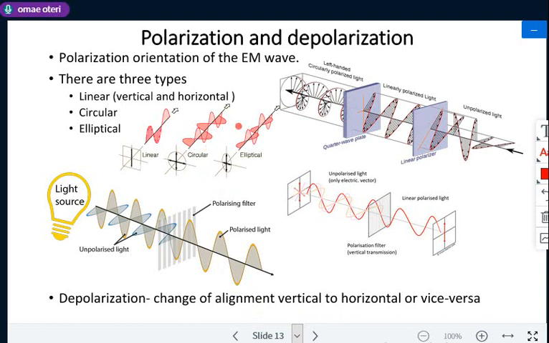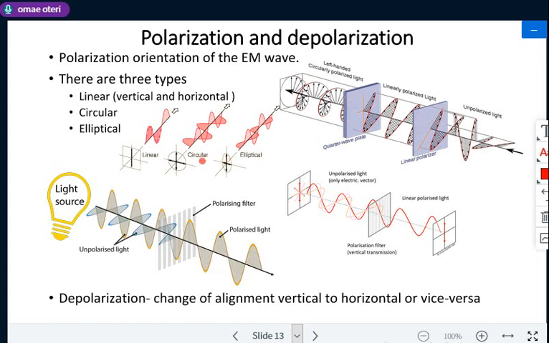So there is the concept of polarization and depolarization. In which case, polarization is actually the orientation of the signal as it propagates. And we have three main orientation forms. There is linear, and the linear one can be vertical, you can have it as horizontal. There is circular, we also have elliptical. So circular just traces a circle as it propagates. Elliptical will be tracing an ellipse as it propagates. So you can see the way they are appearing there.